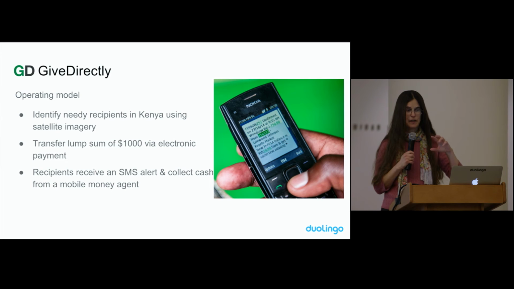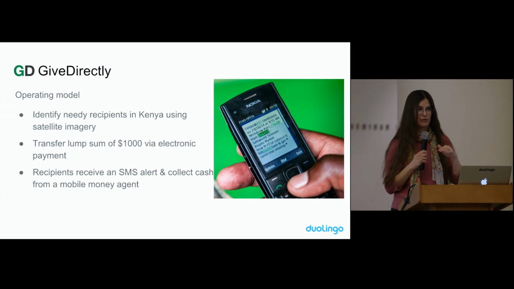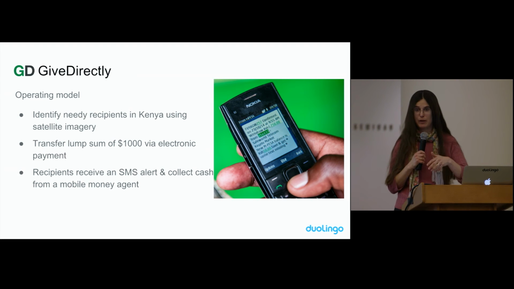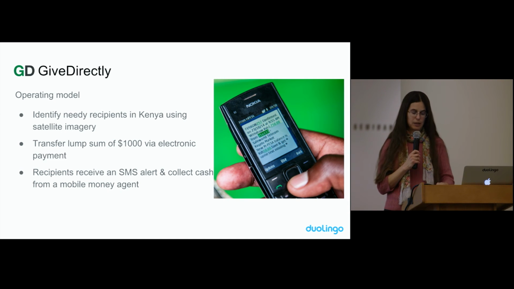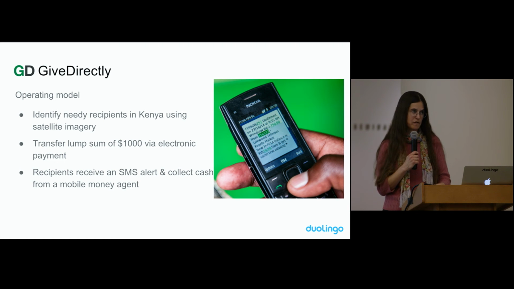So how does Give Directly work? The first thing they need to do is identify those people who are in need. It's pretty interesting. What they do is they use satellite imagery to identify homes in huts with thatched roofs as opposed to metal roofs, because people with metal roofs have enough money to have a metal roof. They started out at a relatively small scale with thousands of recipients. They identified the recipients through the imagery, and then they transfer money directly to the people in need via electronic payments. So the recipient then goes and collects the cash from a mobile money agent.